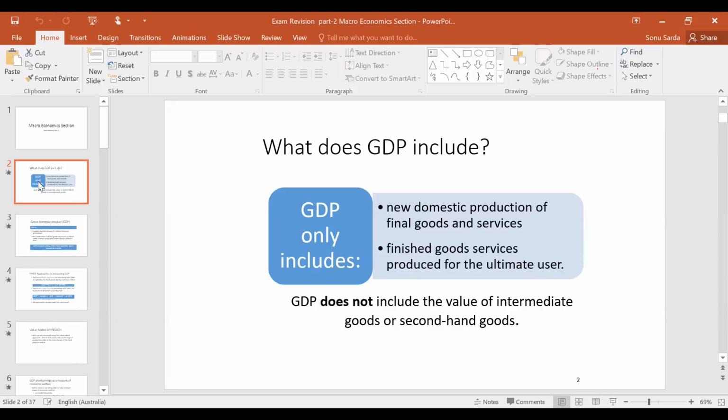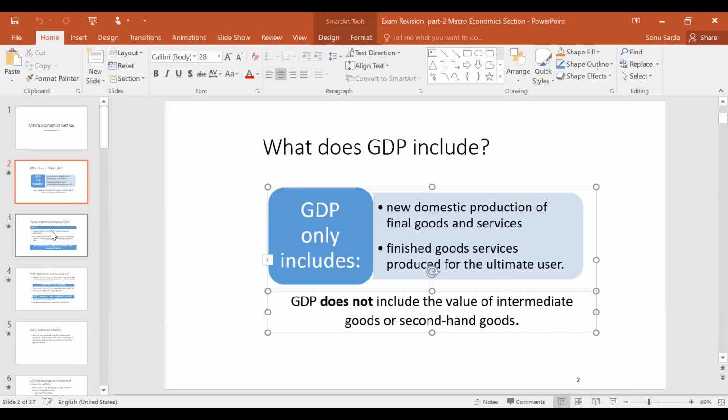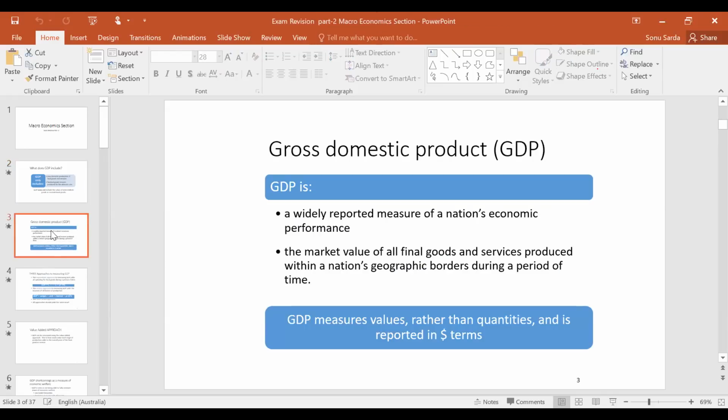Now, you must remember the two important words when it comes to the definition of GDP, that is the gross domestic product. It relates to the market value. That means when you're measuring the GDP at current prices, in other words, the nominal GDP of the final goods and services. Remember the word final goods. Intermediate goods are nothing but the producer goods, but the final goods are the goods that are consumed by the final consumer. So this is what GDP is.